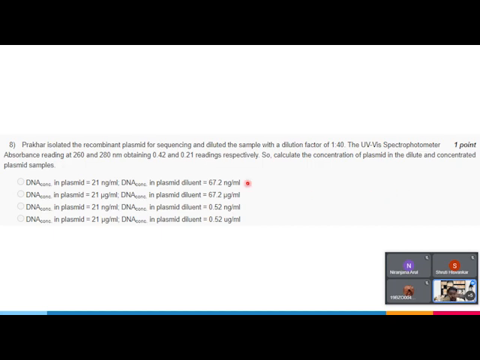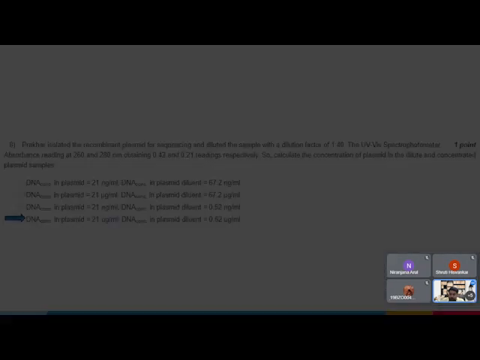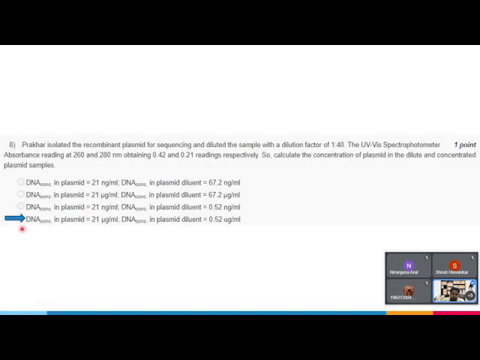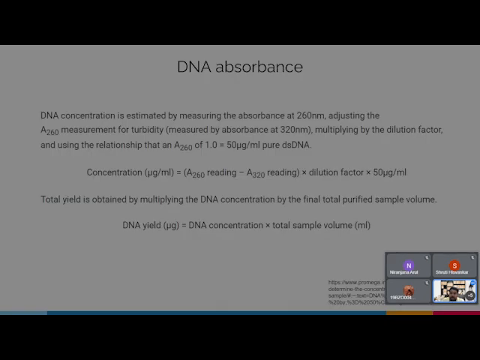Essentially what you do is take the A260 value, which is 0.42, and multiply it by 50 microgram per milliliter. So you get 21 microgram per milliliter as your answer, and then you dilute it 40 times, that is divide this by 40, and then you get 0.52 microgram per milliliter. So your answer should be D. This is just simple mental mathematics.